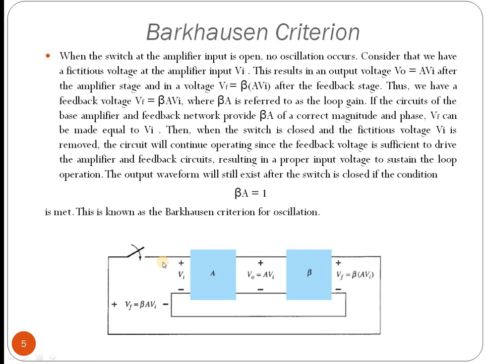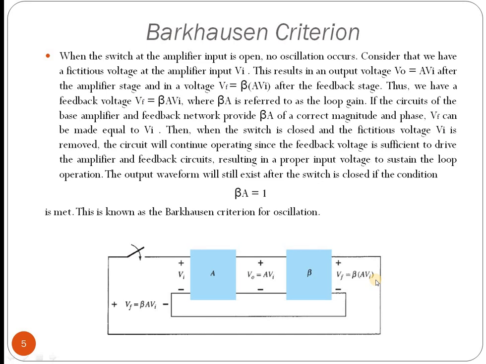First we need to consider that there is a voltage, and that is Vi. This will result in an output voltage V0, and that is V0 equals A Vi. After the amplifier stage we have beta, that means the feedback stage. The output of the feedback stage, VF, is beta A Vi. VF equals beta A Vi.